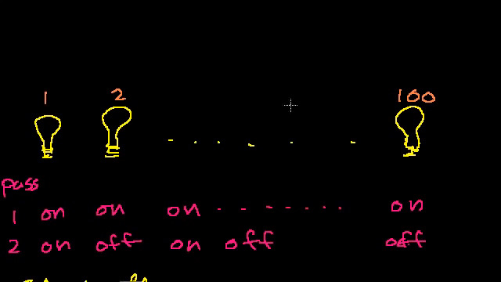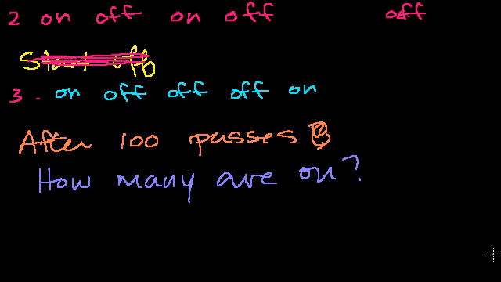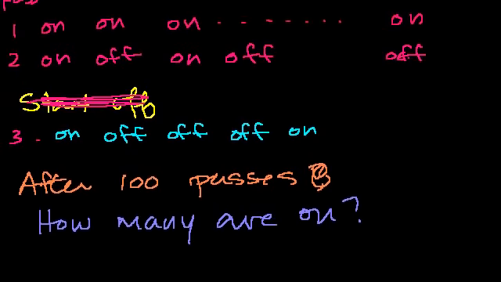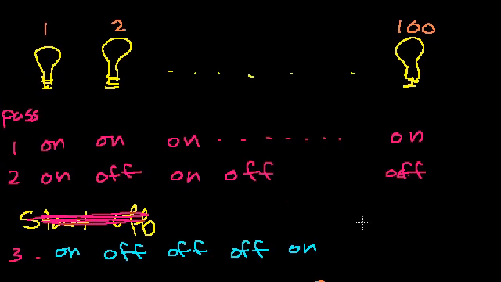So the first question is, how many of these are going to be on after 100 passes? And then the bonus question is, which of these are going to be on? And so that's the question. Pause it if you don't want the answer, and then try to solve it. I think it shouldn't take you too much time. But now I'm going to give you the answer. Or maybe I'll start with a couple of hints.